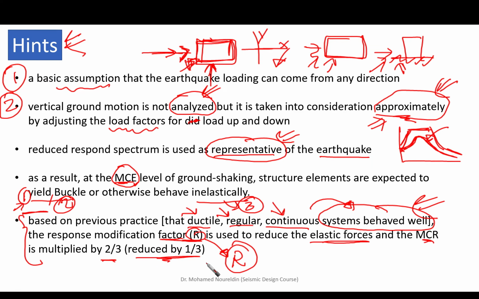dissipated energy, and we are going to multiply the maximum considered earthquake by 2/3, meaning that we're going to reduce it by 1/3. Remember that I have mentioned this in 2 videos, I think, before, and I mentioned the rationale behind the 2/3. So that after the reduction, we are going to have a 1.5 safety factor. Okay, if you do not understand this point well, please revisit the previous 2 videos and you're going to understand it. Okay, these are the hints.